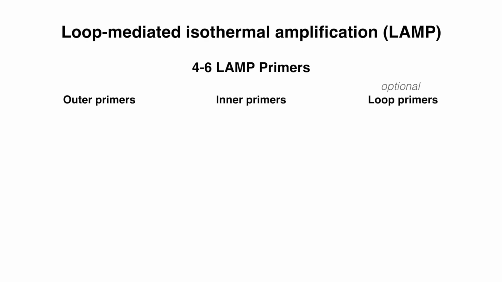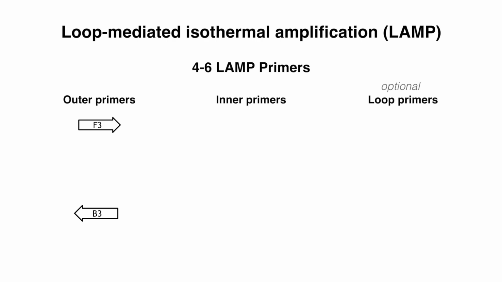There are 2 outer primers, F3 and B3. F indicates the forward orientation of the primer and B indicates the backward or reverse orientation of the primer for binding the other strand of the DNA template, which follows the same principle as in conventional PCR.